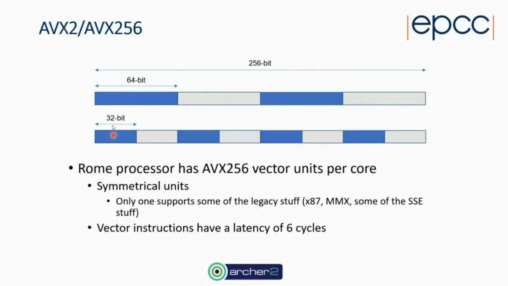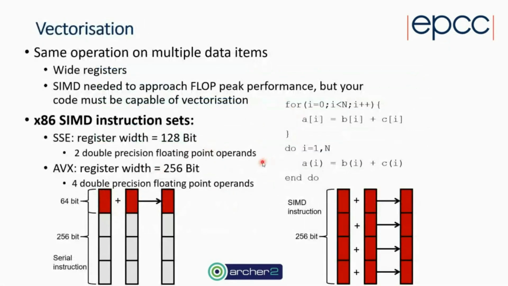You can also do slightly smaller things, so if you're not doing double precision but single precision, you can do 8 of them instead of 4 at once. The AMD Rome processor supports AVX2, which is also known as the AVX256 instruction set. So there are various different units on there.